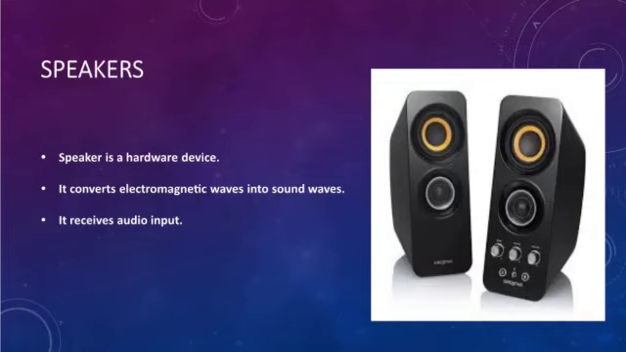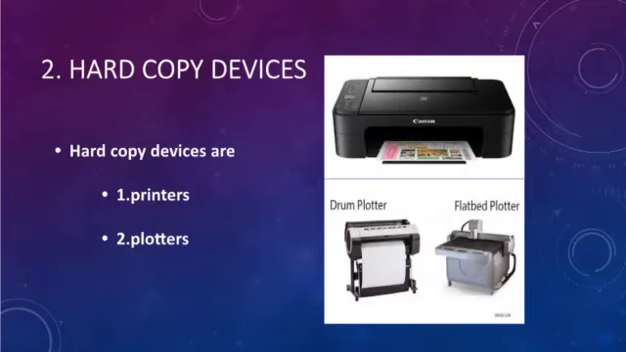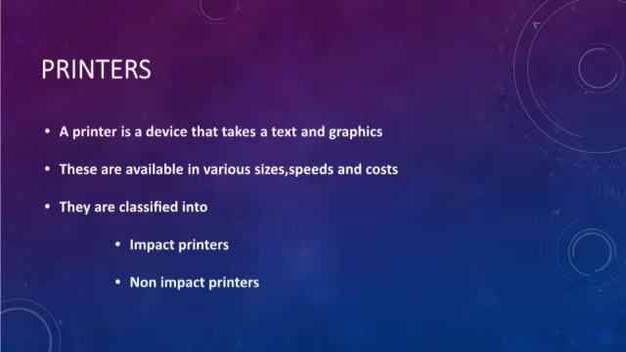Then the next term is hard copy output devices. What is meant by hard copy? Hard copy can produce a physical form of output. For example, the content of a file printed on a paper. So this is in the form of a physical form. Then these output devices are printers and plotters.